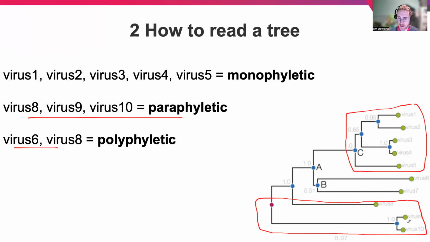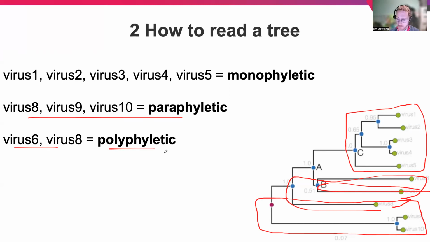If you look at vars 6 and 8 alone, for example, they're polyphyletic because they come back to different ancestors, and there's a sample in between them, vars 7 there. That means that there's more going on across these different lineages than just monophyly.